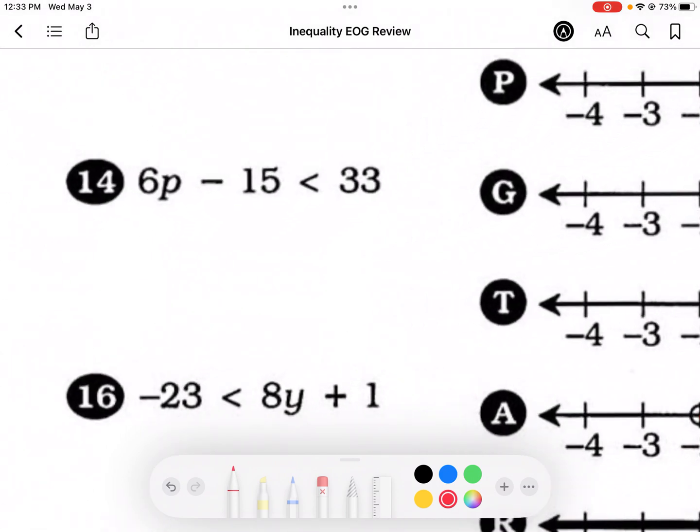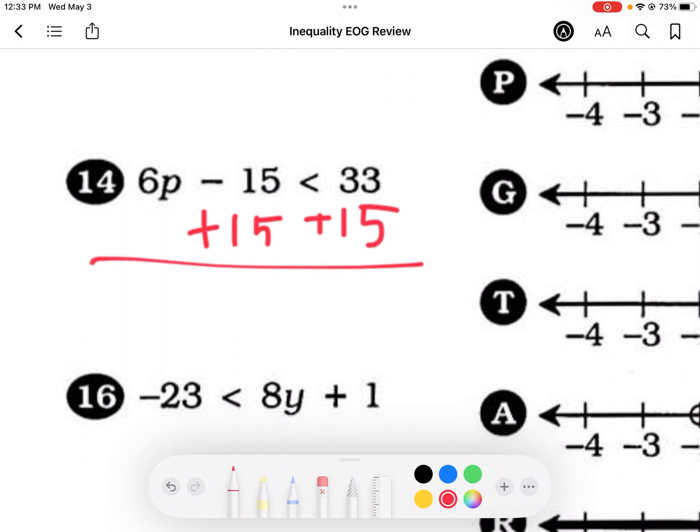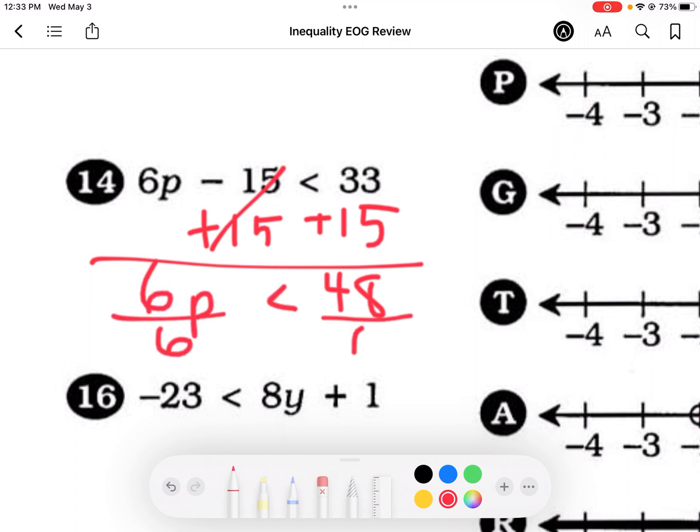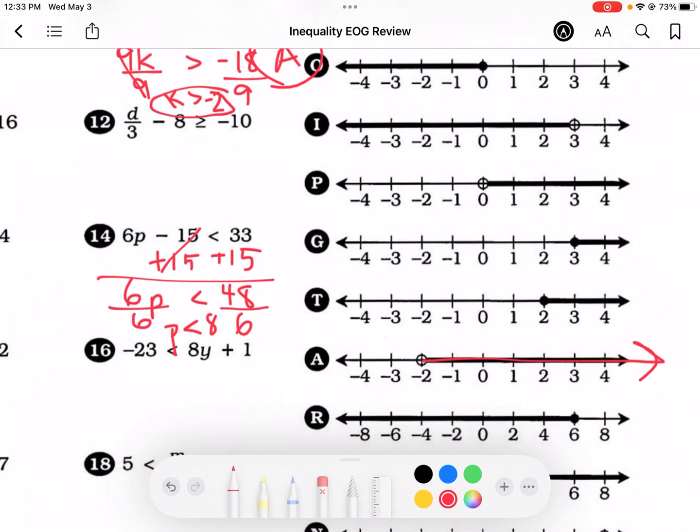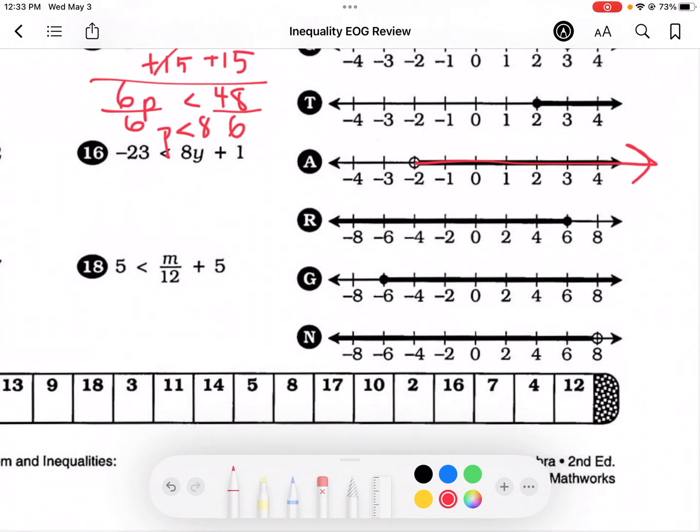Let's try 14, so I'm going to add 15 to each side. And I get 48. So I'm going to divide by 6 on each side. So p is less than 8. And I don't reverse the inequality because I know that 6 is a positive number. So I need an open dot on 8, and it needs to be less than, so that would be N.